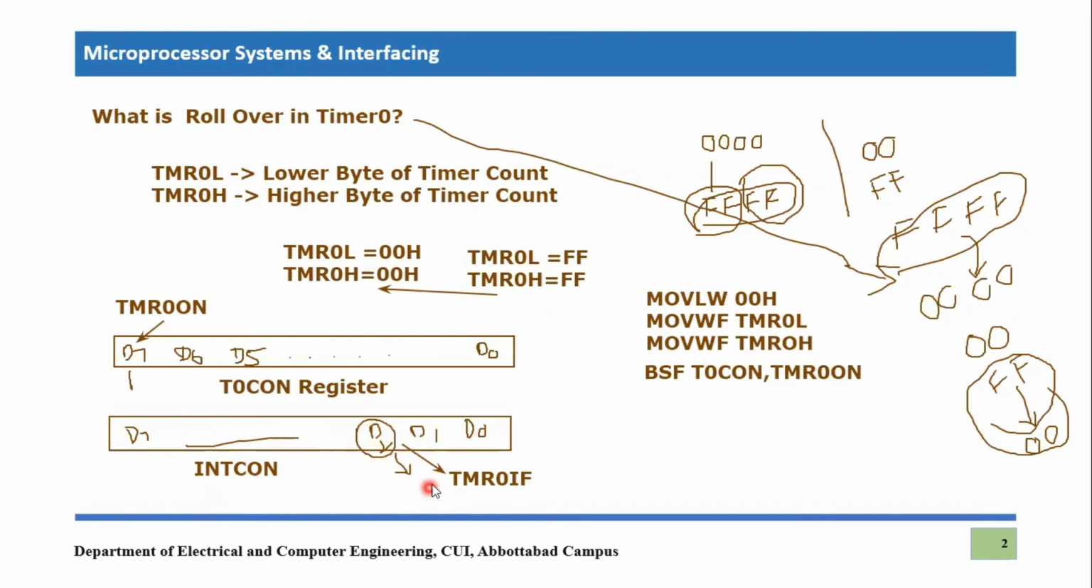So its third bit is basically known as Timer0IF. Whenever this rollover happens, this Timer0IF will change from 0 to 1. Actually it will send a notification, or detect, that your timer has arrived at its maximum value and a rollover has occurred. That is why this value has become 1 from 0, right?